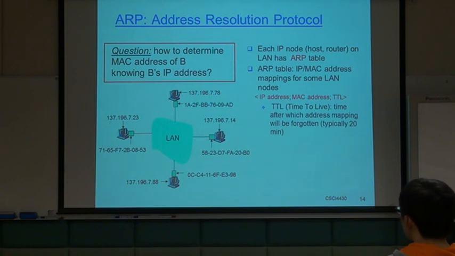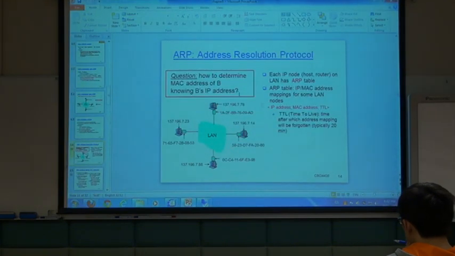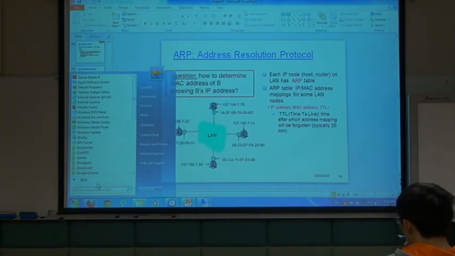In fact, inside each node, there's a table called the ARP table, which stores the mappings between the IP address and the MAC address. There's also an entry called the time to live, which specifies the expiry time of the address mapping. For example, if it is 20 minutes, this mapping is only valid for 20 minutes.